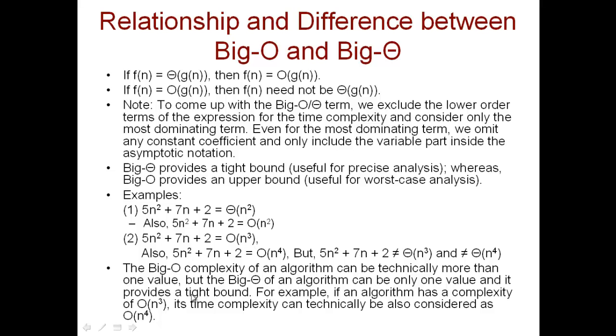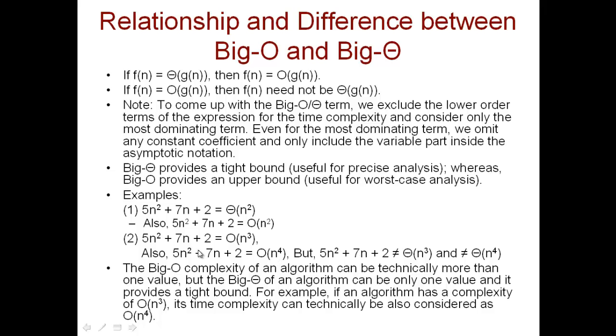So now since f of n is big O of g of n, can we say 5n square plus 7n plus 2 is theta of n cube? We cannot say it is theta of n cube because for theta the degree should be the same for f of n as well as g of n inside the theta notation. So that is where the difference is. Similarly, if I say 5n square plus 7n plus 2 is big O of n to the power 4, that is possible.